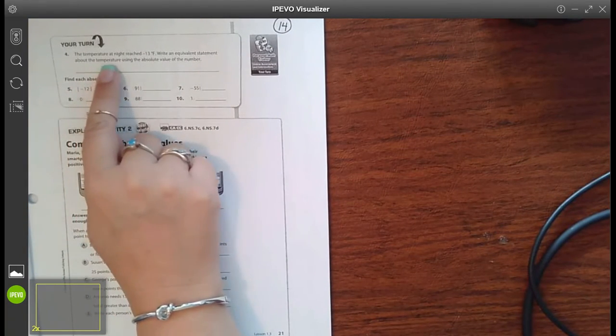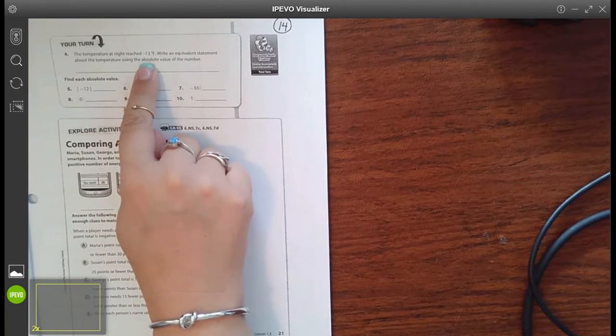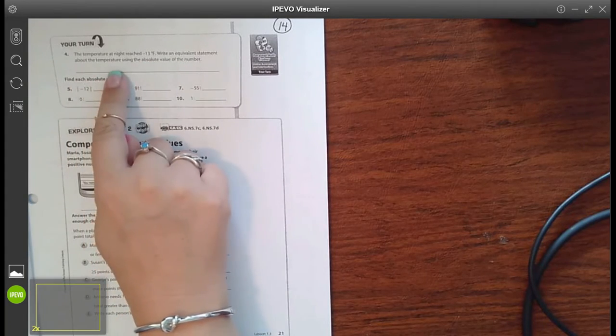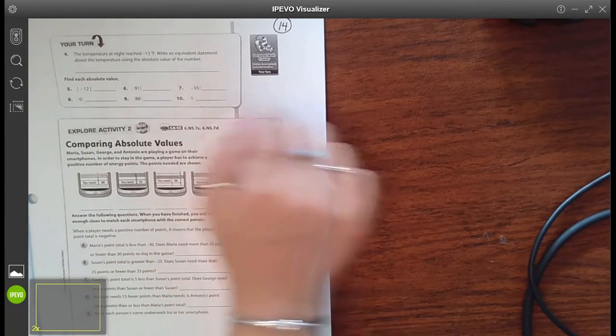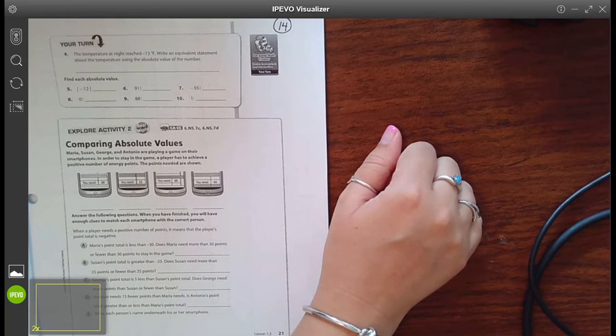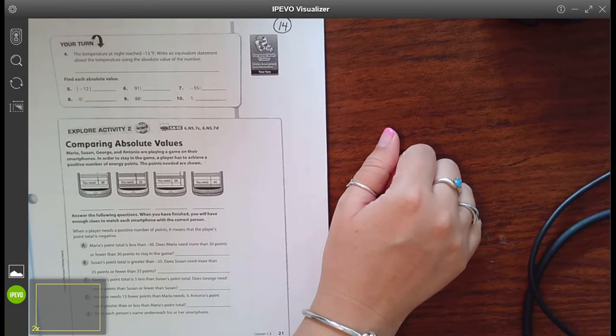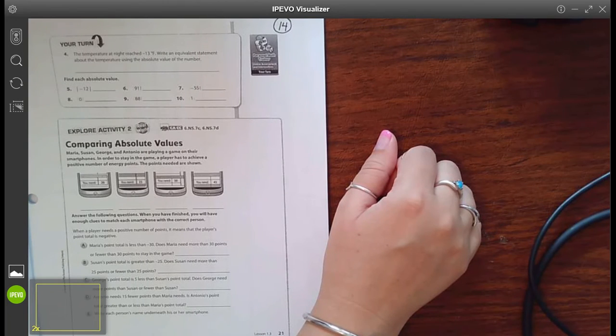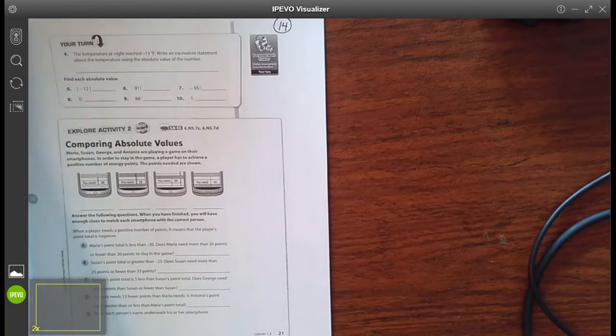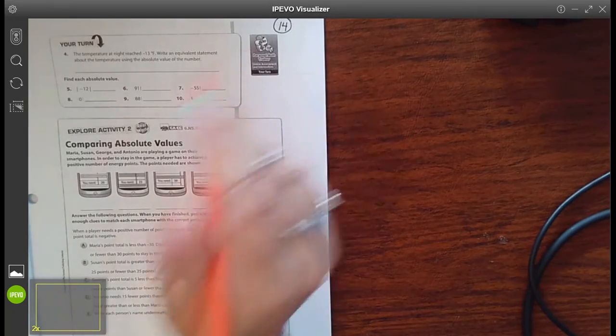It says the temperature at night reached -13 degrees. Write an equivalent statement about the temperature using the absolute value of the number. So what it's saying is it wants you to write, what's the absolute value of -13? It's 13. And you're like, well, then how does that represent -13? So you're writing its relationship to 0. So if you're talking about -13 degrees, how is that relationship to 0? How do you explain that in words? Do you think you have it?